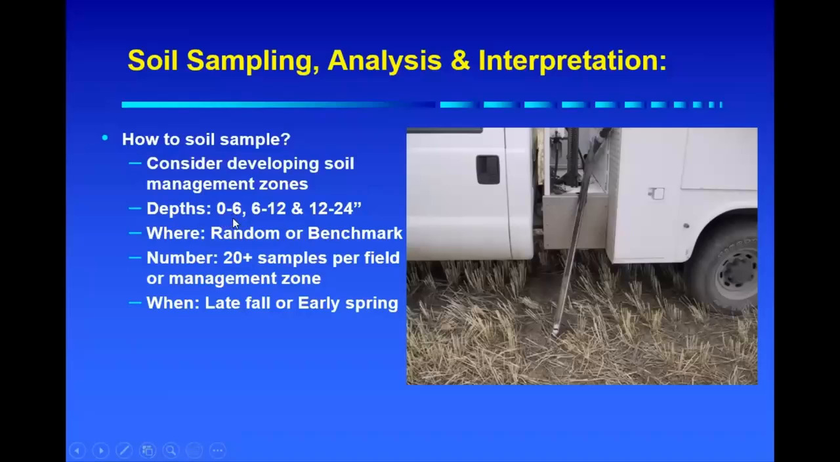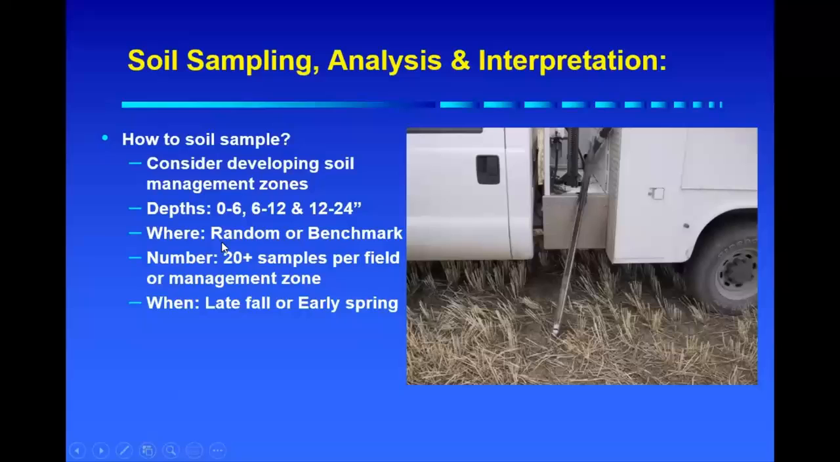I prefer 0 to 6, 6 to 12, and 12 to 24 inches. Many agronomists will just do a 0 to 6 inch depth, and then they'll do a 6 to 24 inch depth. But I prefer breaking it down to 3 depths. But even if you do that, those 2 depths down to 24 inches, that's still very good.